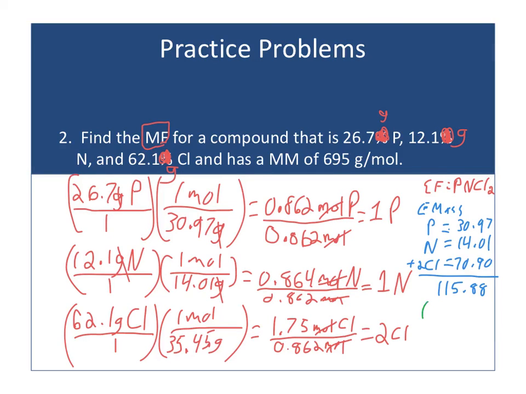Now I'm going to go in, I'm going to take my molar mass and divide it by my empirical mass. My molar mass is up here in the question. It's 695. Divide that by the 115.88 I got for my empirical mass. 695 divided by 115.88. This comes out to 5.997, which is 6.